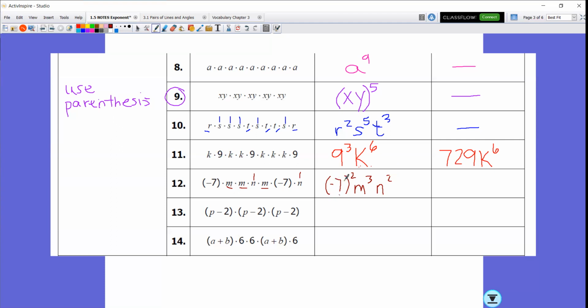Now here's the case, if we don't use parentheses, we're going to get an incorrect answer because this is an even exponent. So we should end up with a positive value for -7 squared. When I square -7 using parentheses in my calculator, I get positive 49. Then just write the variables the way that they are. 49 M to the third power times N to the second power.